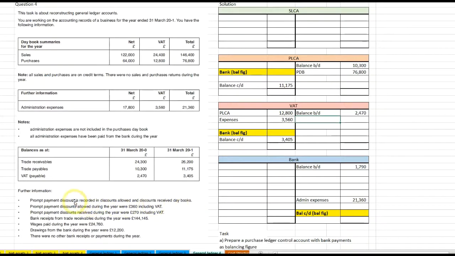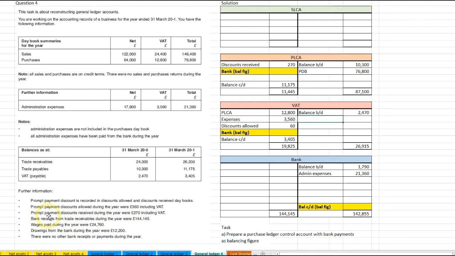We are told that prompt payment discount is recorded in discounts allowed and discounts received day books, and that discounts allowed were 360 including VAT. If I was compiling my sales ledger control account, which I'm not, the gross amount would go up here. But I want the VAT amount because I'm compiling a VAT account. So I do a quick calculation of 360 divided by 6 to find the VAT amount, and that's what we're seeing here.